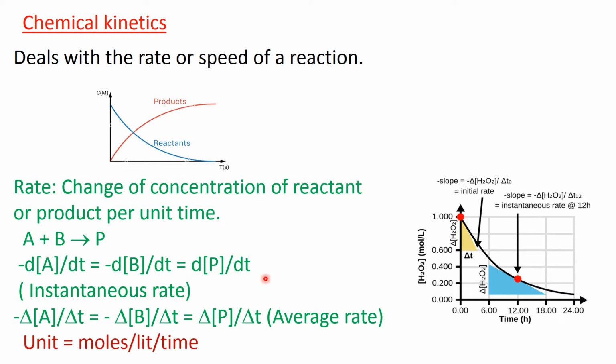Now what will be the unit of rate? Rate, we have observed, is the change of molar concentration of the reactant or product. Concentration we express in terms of moles per liter. So it will be moles per liter divided by time. So moles per liter, and then time inverse, so divided by time. Okay, so this is the unit of rate.